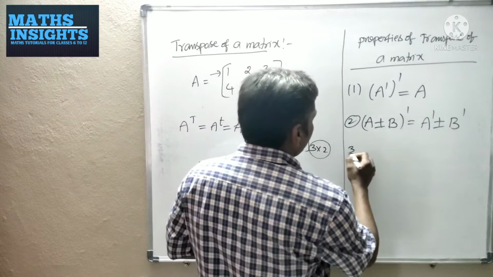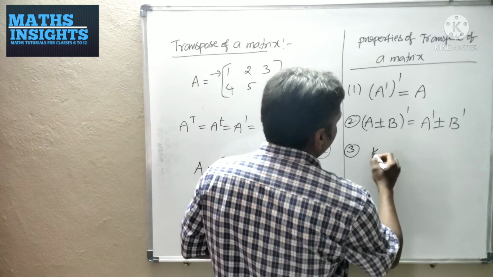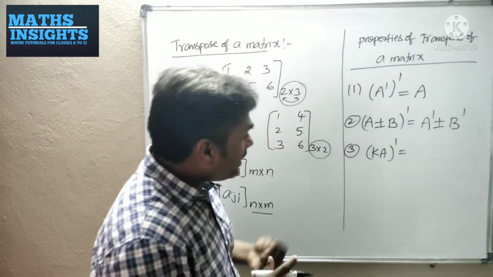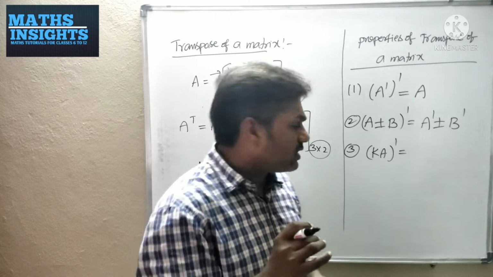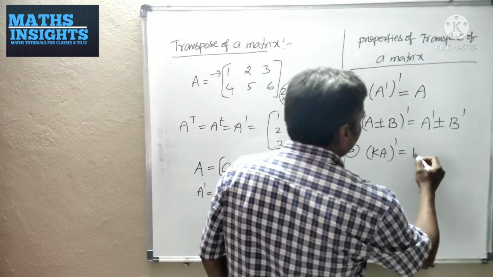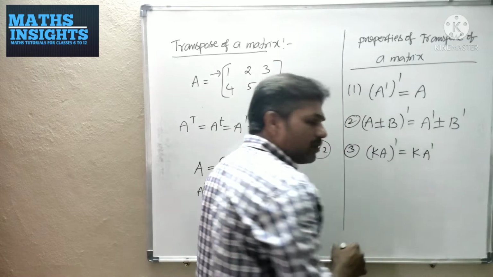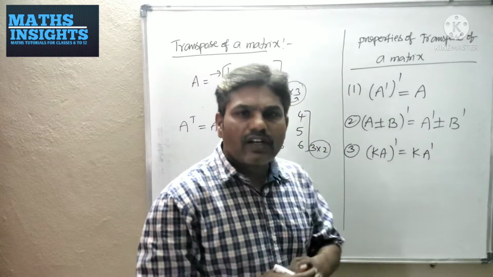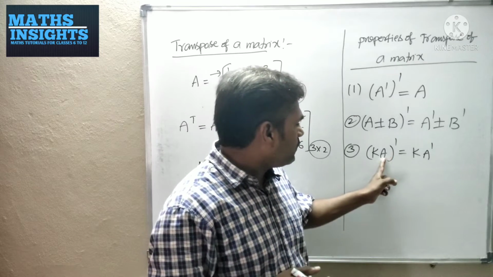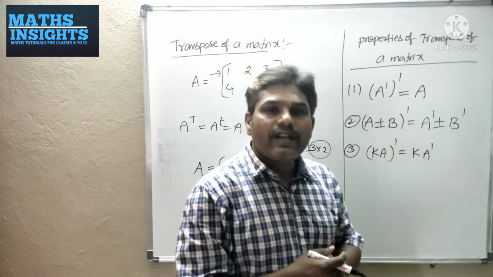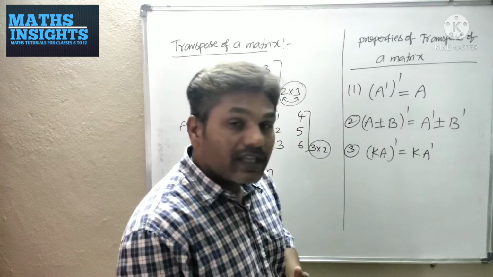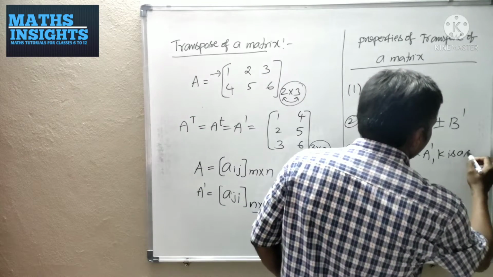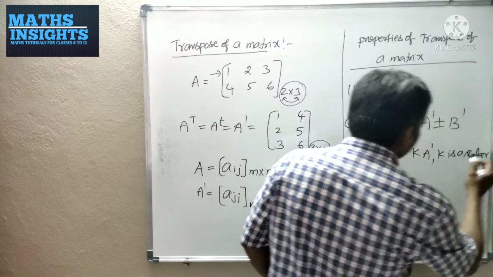The third property says that kA whole dash, where k is a constant, will become k into A dash. Why? Because k is not a matrix, it will not be transposed. Therefore, only for the matrix A we will do transpose, that will become k into A transpose, where k is a scalar. You may write it as a scalar.